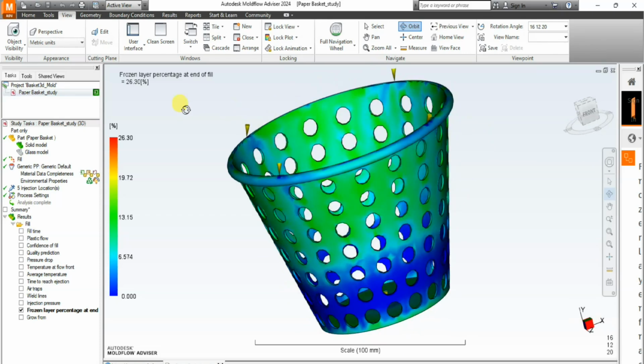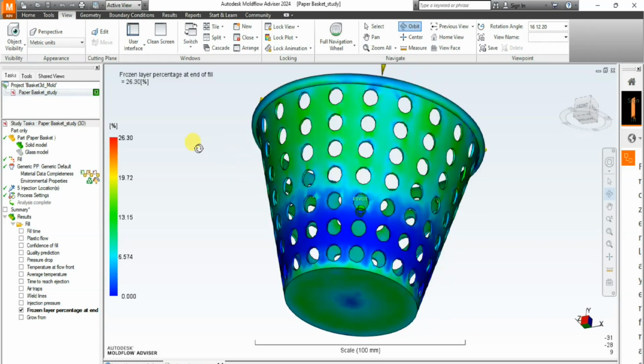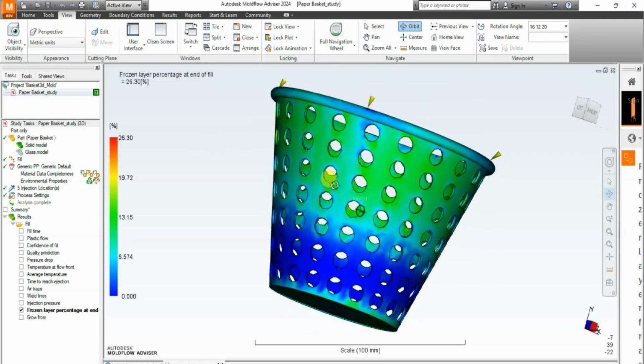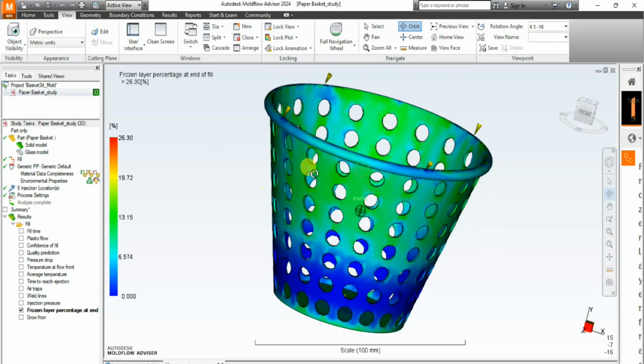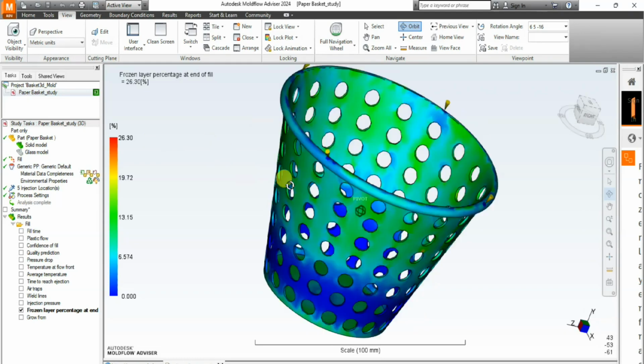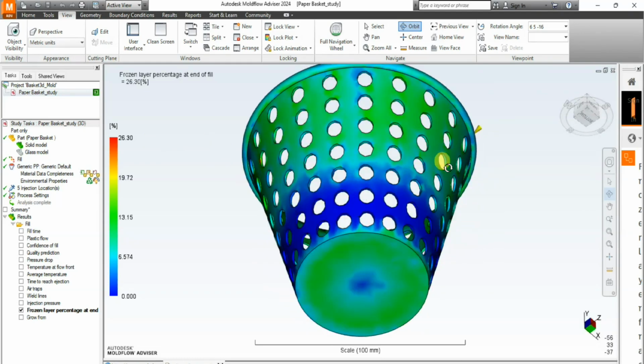Then secondly, time to reach ejection temperature result is also indicated by these analysis results. Now, if hot spots are occurring, take the instance of looking for ways to improve the cooling circuit design. So this is all about the frozen layer percentage at the end of field, and I hope you've been able to put down one or two important things that are of great importance.